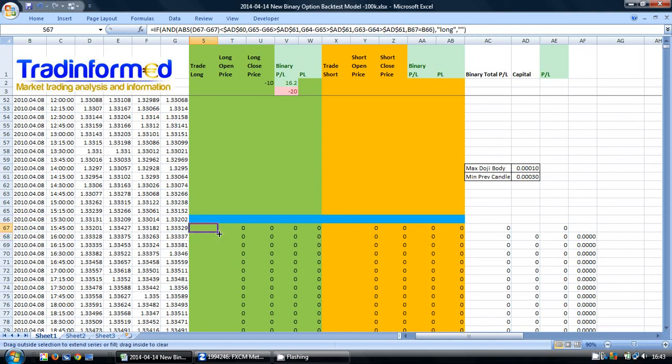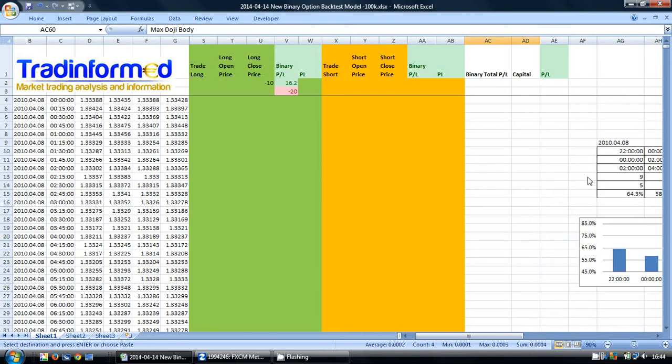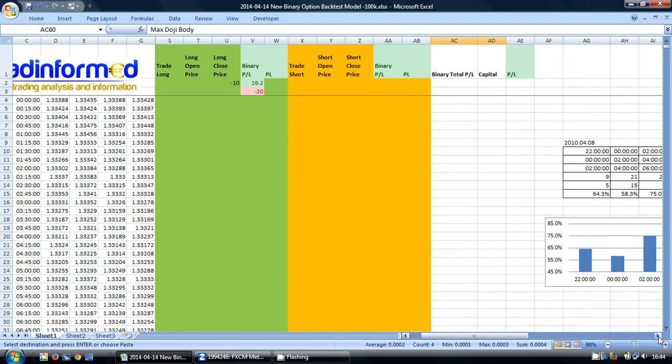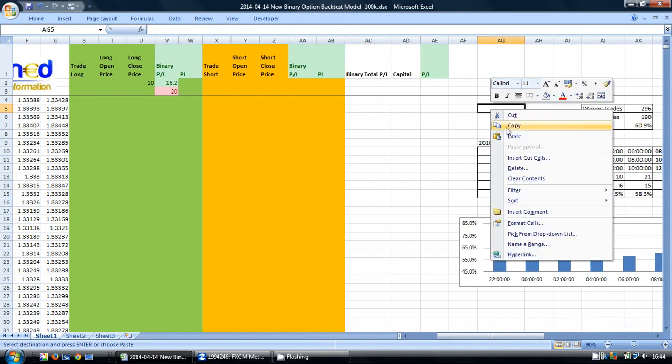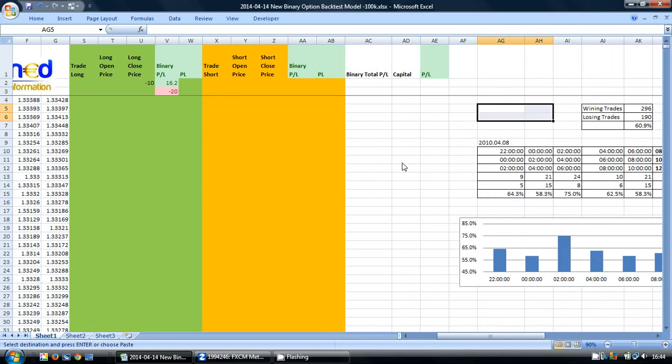Okay, so I copy these down by double clicking on the small square on the bottom right hand corner of the cell. Do the same for both of these. I'm going to shift these up here. I'm going to just use the cut. I just left them there for convenience. I'm going to put them back up here where I've got the rest of my results data.